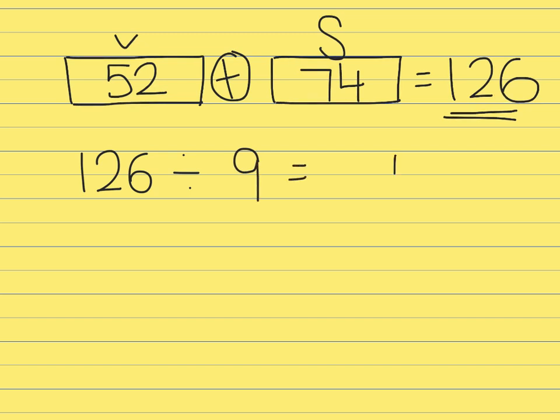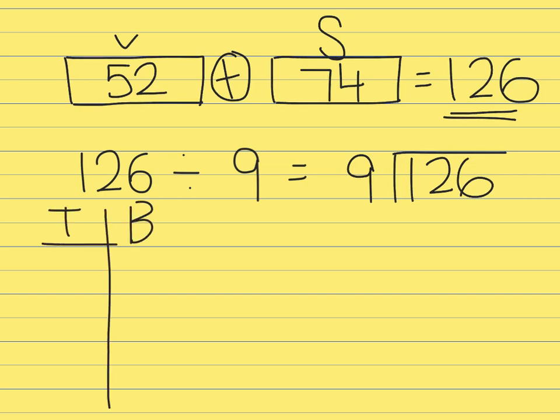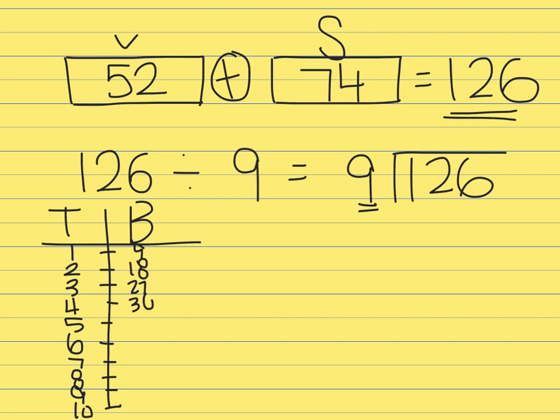If you have a hard time, let's do it with long division. When you do the long division, don't forget to have the top and bottom chart where I list my counting numbers for my top, and I will list my multiples of 9 for my bottom numbers. Now, once I have listed them, I'm going to go check on my number.